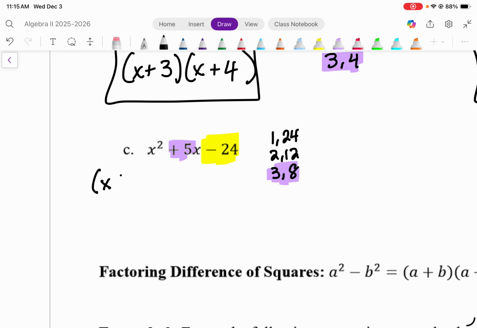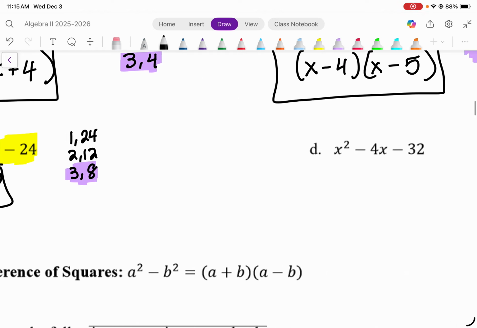So I would have x plus 8 because I want it to be positive, so I want my larger number to be positive. So 5, oh, that's supposed to be an 8. I'm so sorry. So we would have x plus 8 and x minus 3, because if I do 8 minus 3, that equals 5, and 8 times negative 3 is negative 24. So that would be my factored answer.